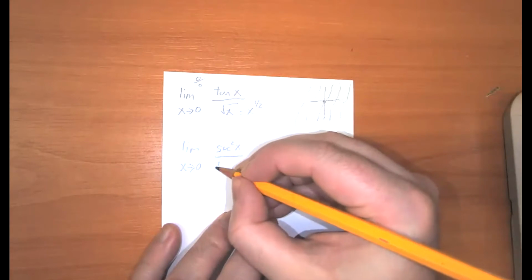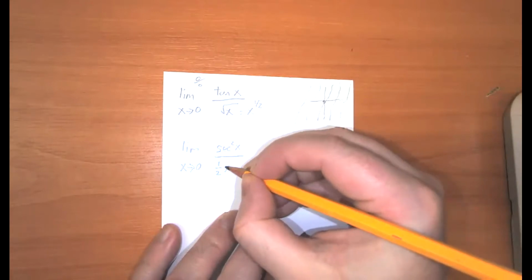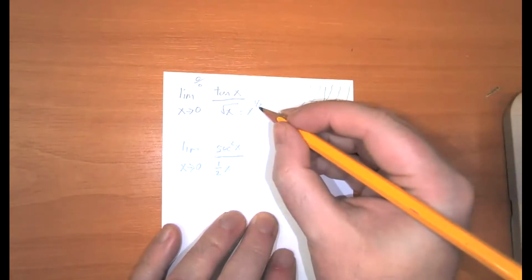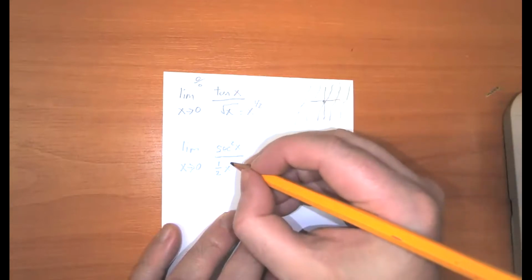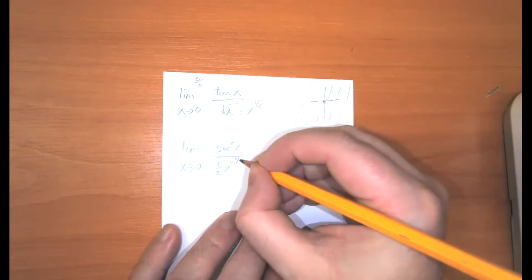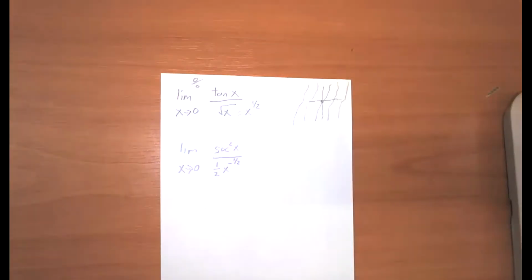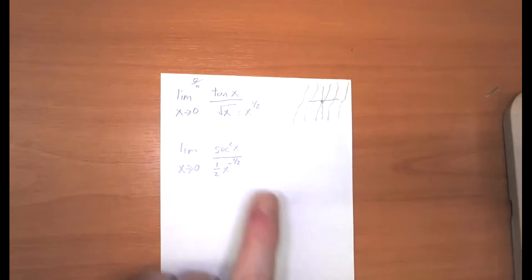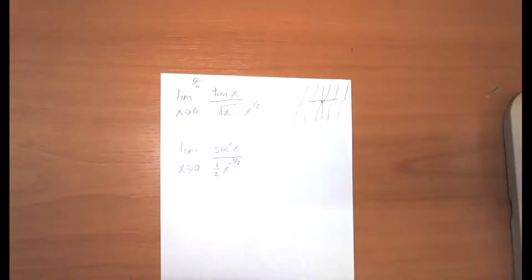So that's saying that that's 1/2 times x, and we subtract 1 from the exponent, giving -1/2. Okay? So is this an indeterminate form? Man, that looks like a lot of work. Let's simplify this and we'll figure out from there if it's an indeterminate form or not.